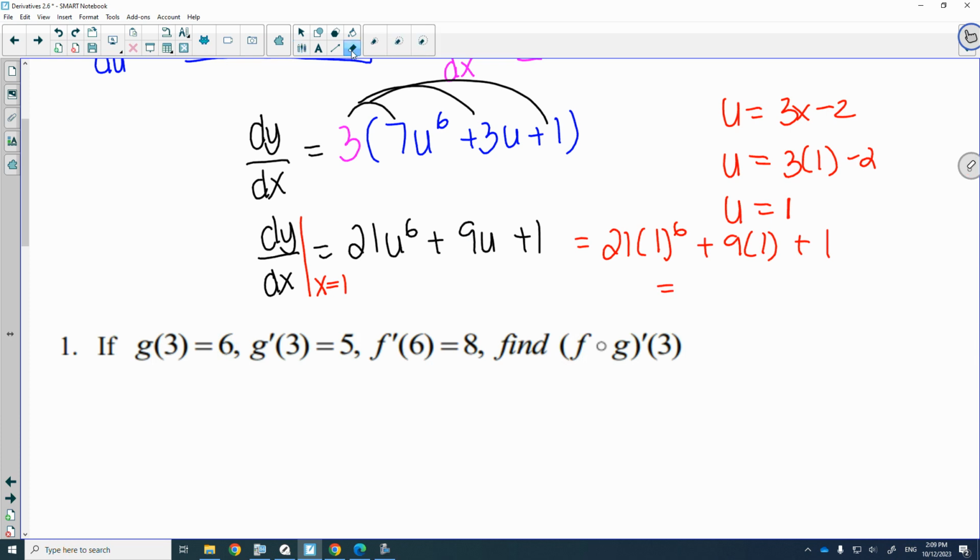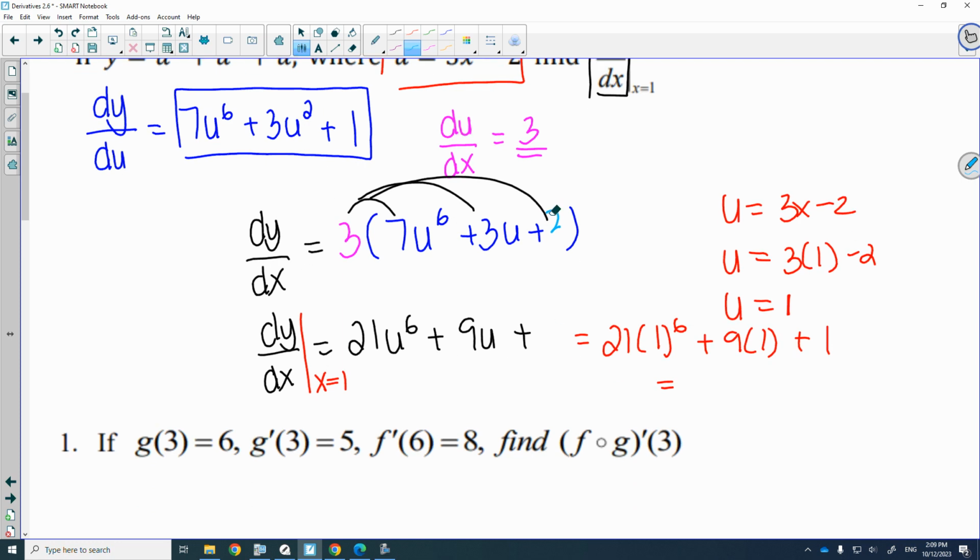So, yes, should be a 3 and a 3. Sorry, this should be a 1, and this was a 3. Thank you. It won't change our answer because they chose 1, and they chose that on purpose. So what's our final answer going to be? 33.